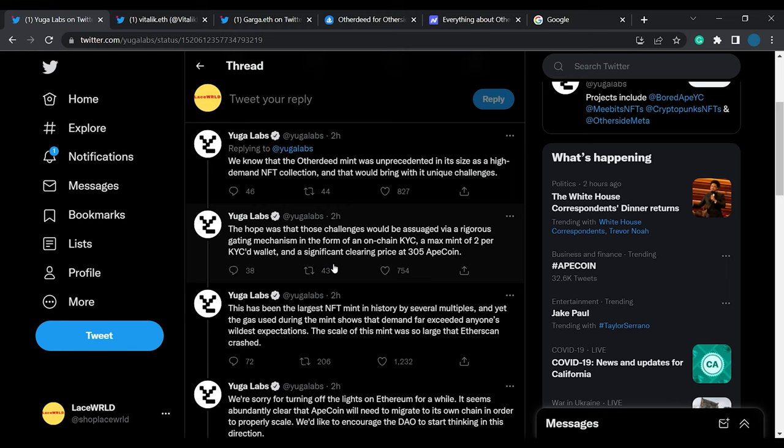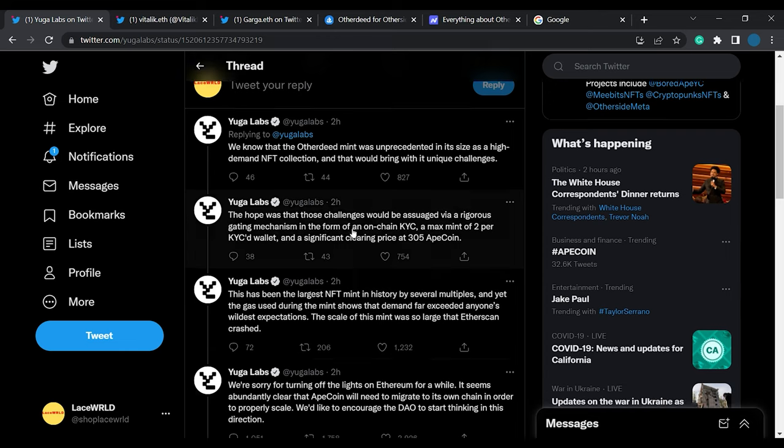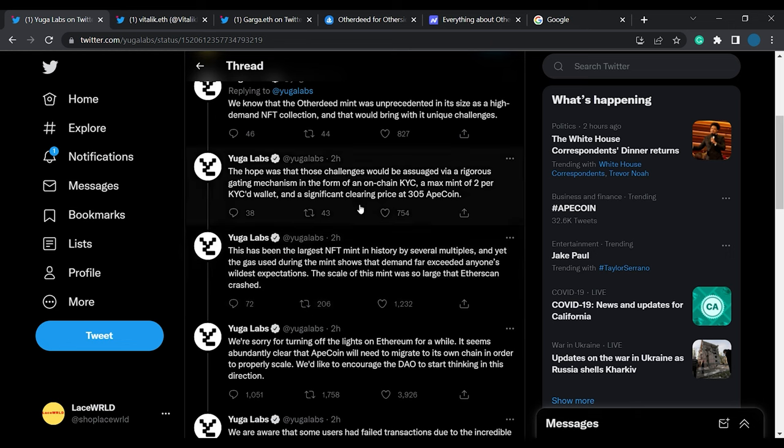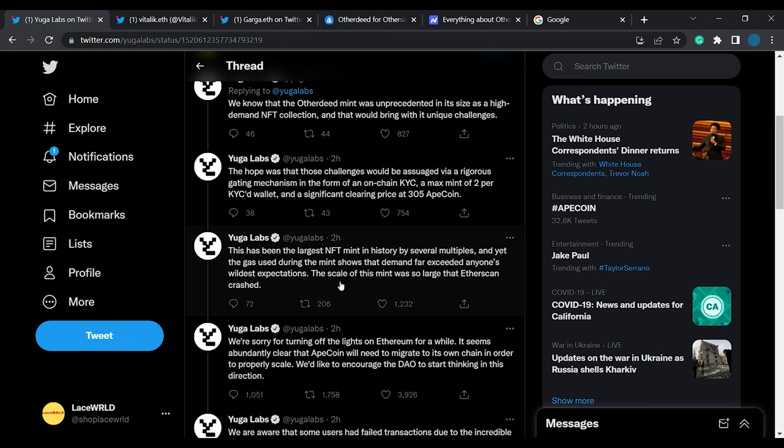This has been the largest NFT mint in history by several multiples, and yet the gas used during the mint shows that the demand exceeded anyone's wildest expectation. You knew this was going to be crazy. That's a lie. The scale of the mint was so large that Etherscan crashed. We're sorry for turning off the lights on Ether for a while.